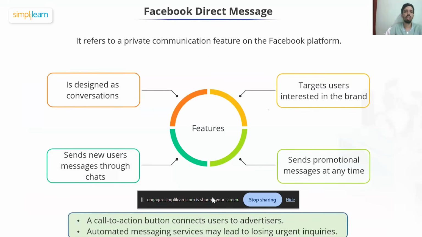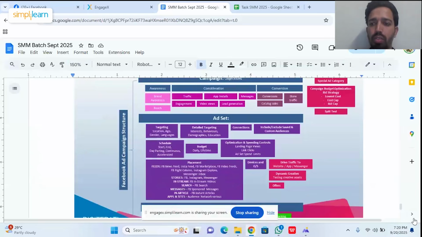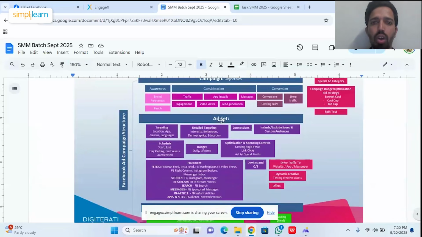Direct messaging, okay, it has some features. It is designed for conversion, so you can add one more option in your advertisement, so that they can directly reach out to you through a message. We are going to get started with campaign objectives. So that is what we are talking of.